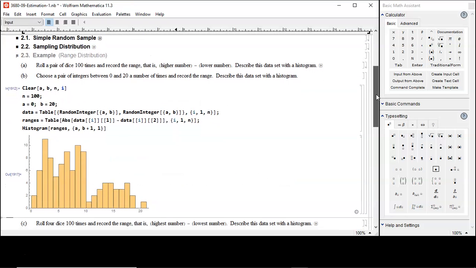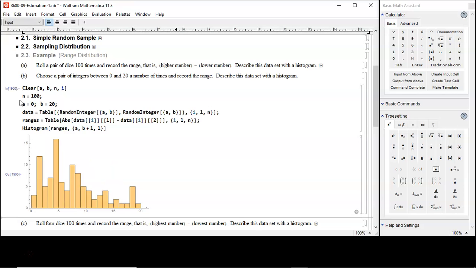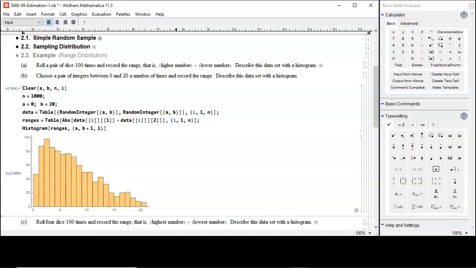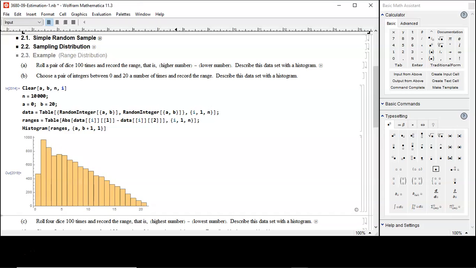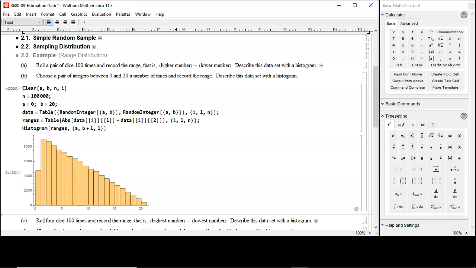Here's a histogram based upon 100 selections, 100 repetitions. Another 100 repetitions. Another. Any pattern? I don't see anything. Repeat 1,000 times. Better? Not much. 10,000 times. Now I see some pattern. You see, they're not really changing a lot. 100,000 times. Yeah, here we go. It's asymmetric. Going up and coming down like this, almost linearly.